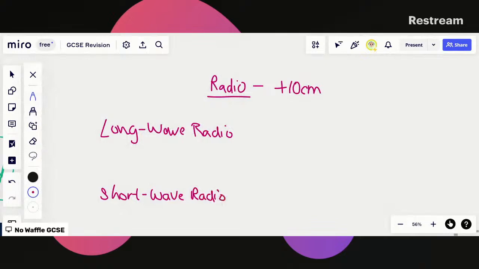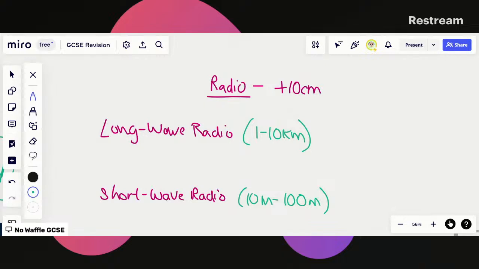So long wave radio tends to have a wavelength of 1 to 10 kilometers, whereas shortwave radio only tends to have a wavelength of between 10 to 100 meters. Now, when we're talking about long wave radio, this means that if you were to transmit a signal from London, you could receive this signal from halfway across the world.